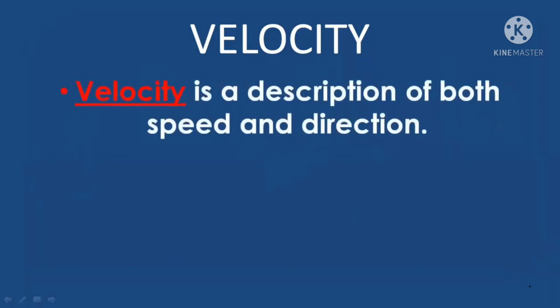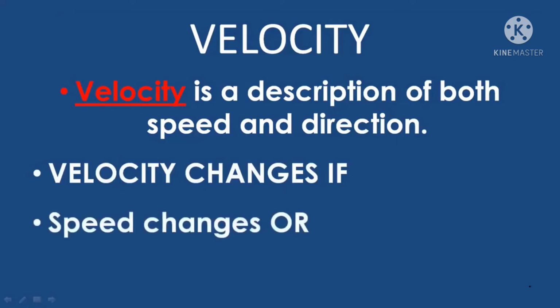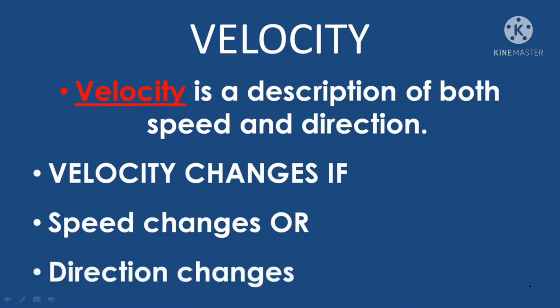Now we will see, my dear children, uniform circular motion. In order to study that, once again we will study velocity. What is velocity actually? Velocity is a description of both speed and direction, nothing but speed having a particular direction. Velocity changes if speed changes or if direction changes. If any one is changing, definitely velocity changes. If both are changing, that is speed and direction, then also velocity changes.